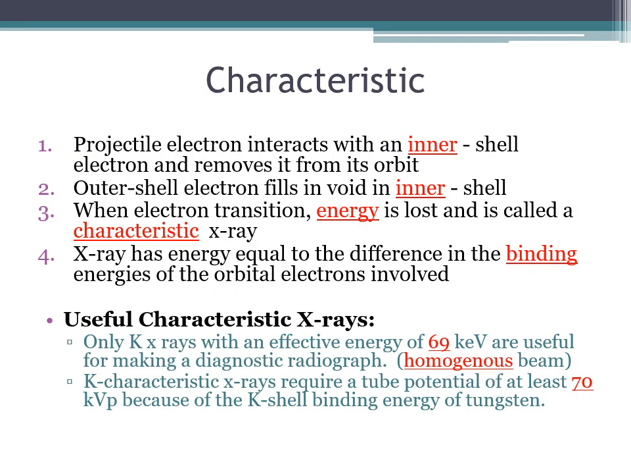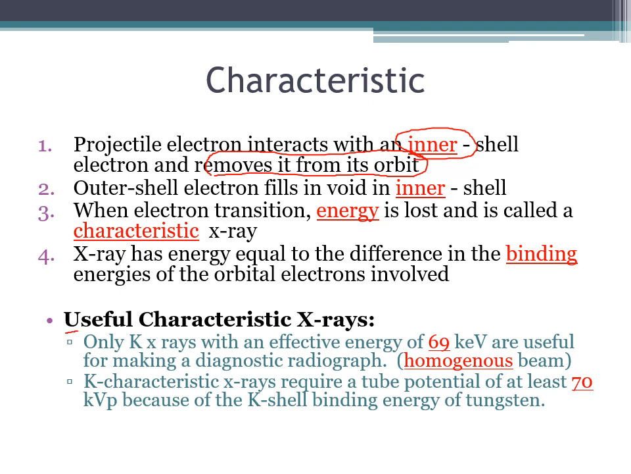In the characteristic interaction, we're going to have a projectile electron that interacts with an inner shell electron this time. Since it's going to remove it from its orbit, we have ionization, and that's important. The outer shell electron fills the void in the inner shell, and when the electron transitions, energy is lost. It's called a characteristic X-ray. The X-ray has energy equal to the difference in the binding energies of the orbital electrons involved.